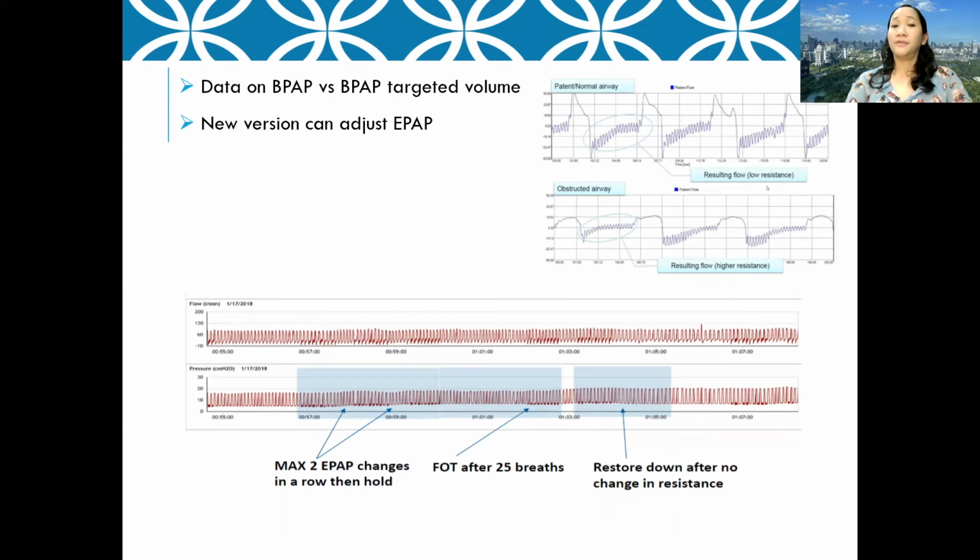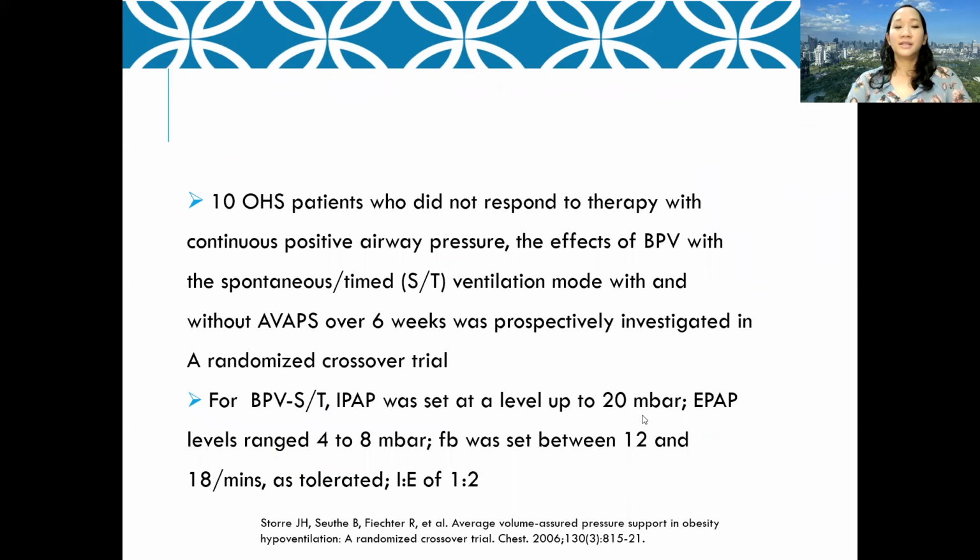And there are also new devices that can not only adjust the pressure support in order to target the volume. The new version can also adjust the EPAP by using the forced oscillation technique when they detect an increase in resistance. So this is the study looking at this volume targeted device. They looked at these AVAPs compared to the standard BiPAP ST mode.